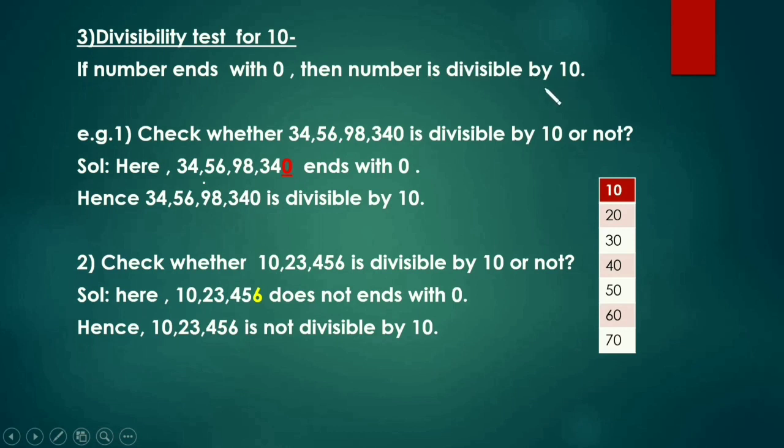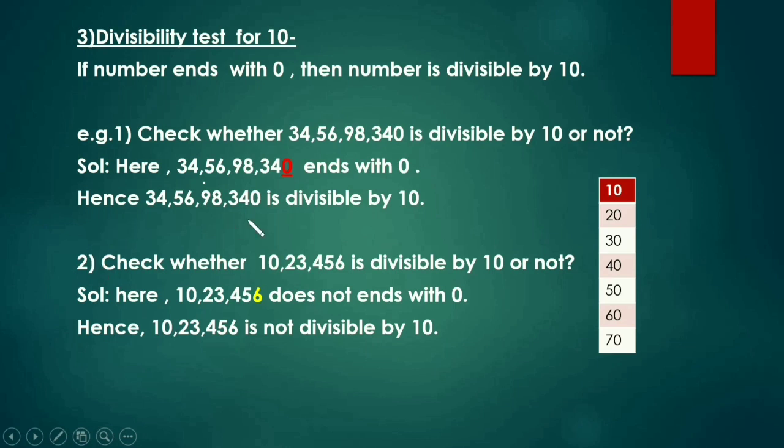For example, check whether 34 crore 56 lakh 98,340 is divisible or not. What are you observing here in the ones place? Here in the ones place 0 is present, or here the number ends with 0. So I can easily say that this 34 crore 56 lakh 98,340 is divisible by 10.